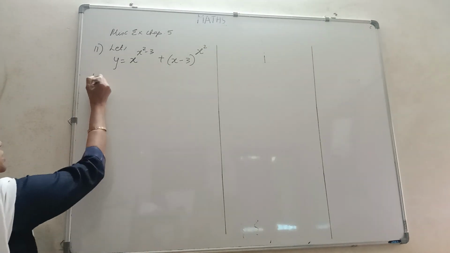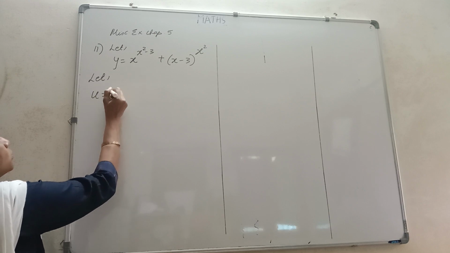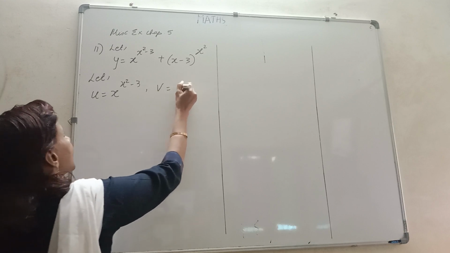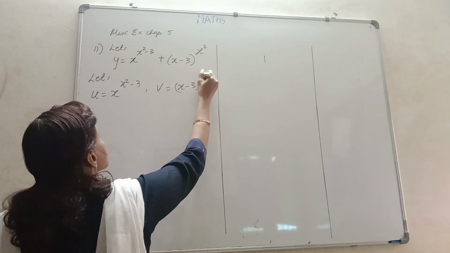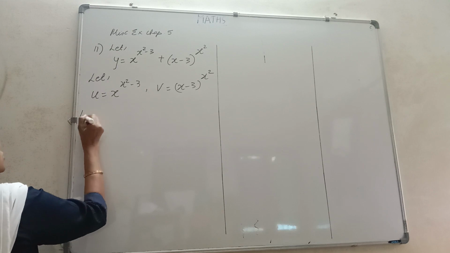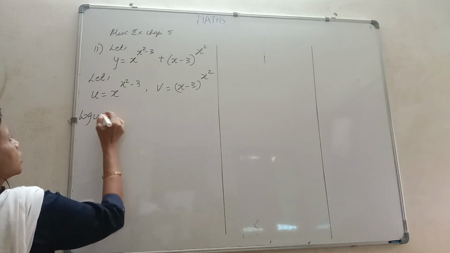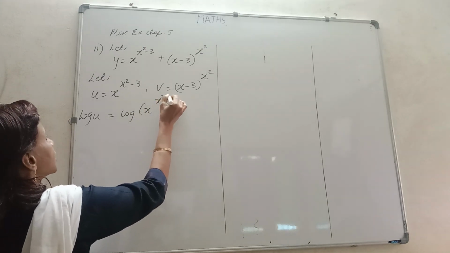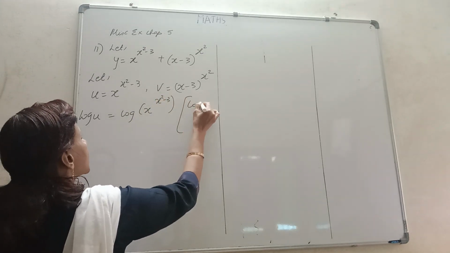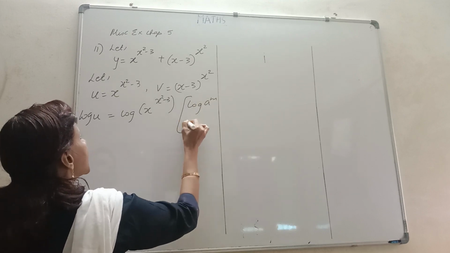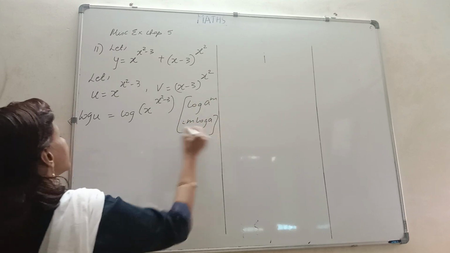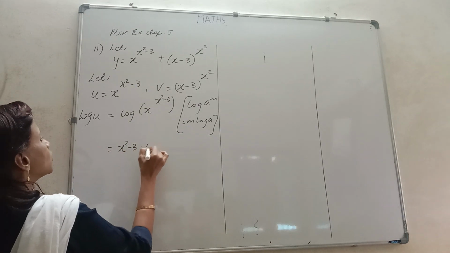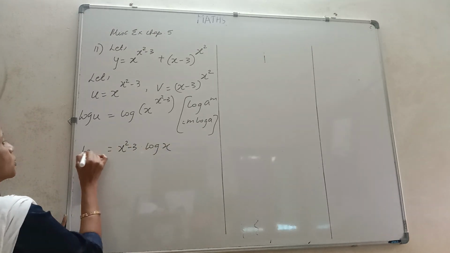Let's call this function as u. Let the first part be u is x raised to x squared minus 3, and let this part be v, and that will be x minus 3 raised to x squared. We'll take log on both sides. First we'll take log u, so that becomes log x raised to x squared minus 3. We all know that log a raised to m is always m log a. So by that approach, this becomes x squared minus 3 into log x. So also this is log u.